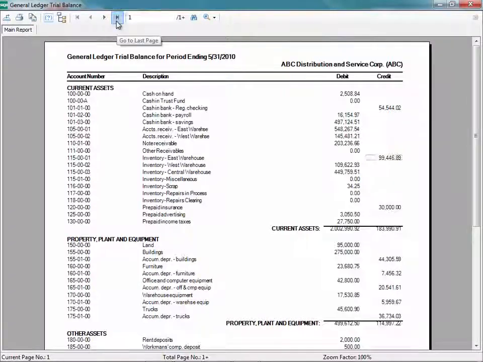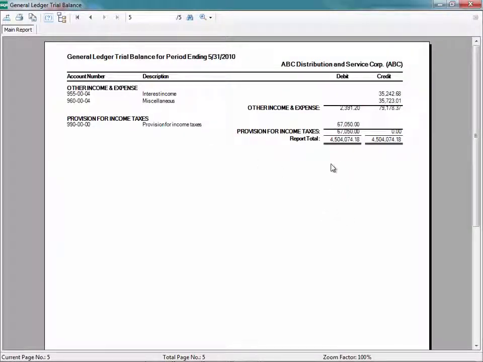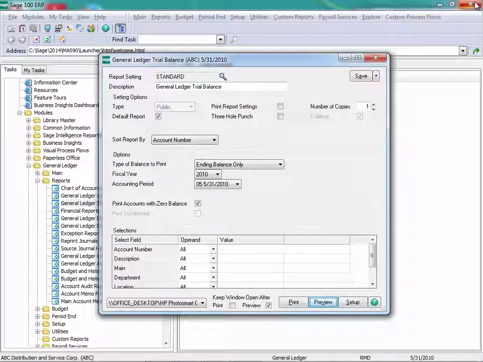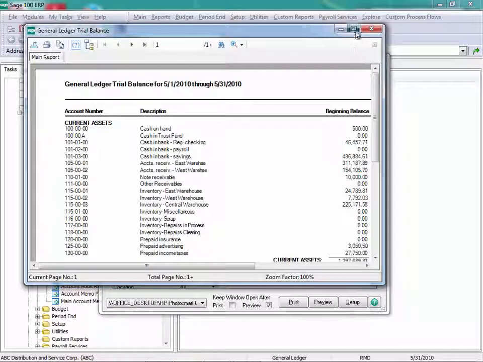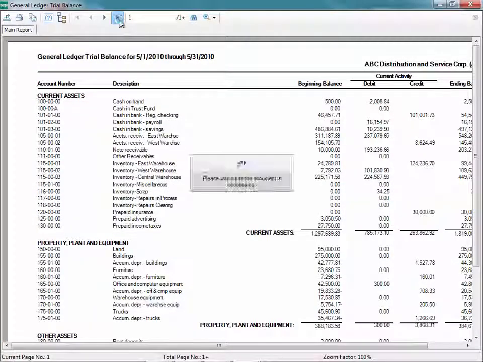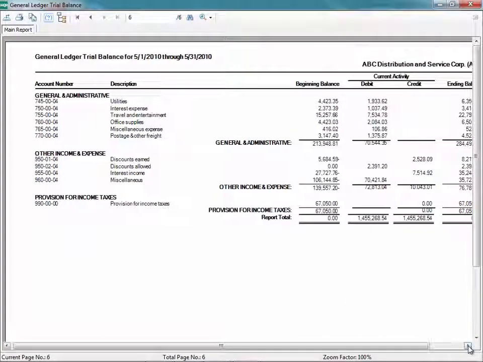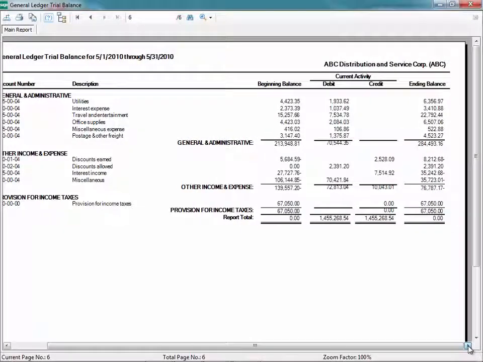And if we look at the very last sheet, we can see a total of our debits and credits. And since these match, they are in balance. Now, if I choose this with beginning balance, activity, ending balance, and preview, this will be another way that we can pull the trial balance. And what we're looking at here as well is that our beginning balance at our report totals is zero, and our ending balance is zero.